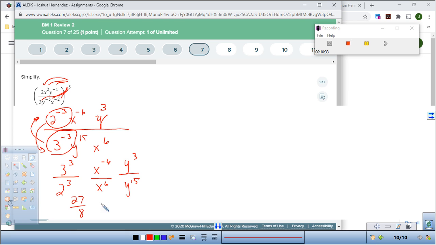Now, this part here, I'm going to have x to the negative 6 minus a 6. For y, we're going to have a 3, my bad, 3 minus a 15. I'm going to take it up here to work up here. 27 over 8. It doesn't simplify, guys. It just stays like that.